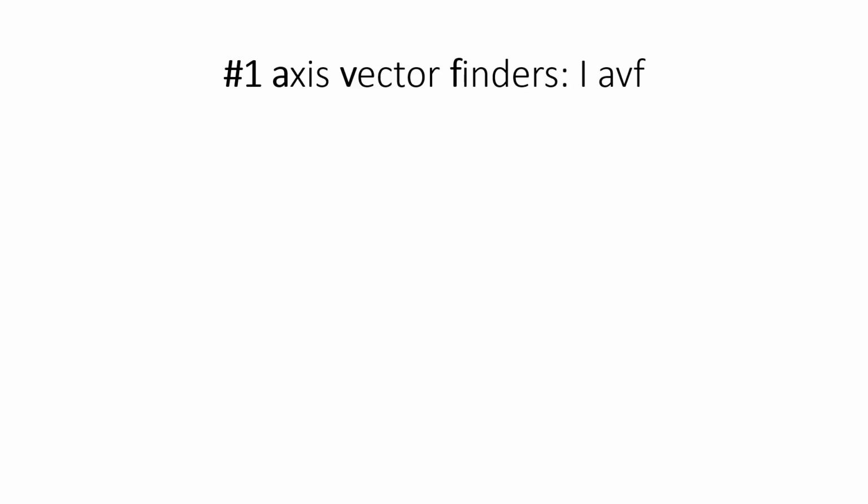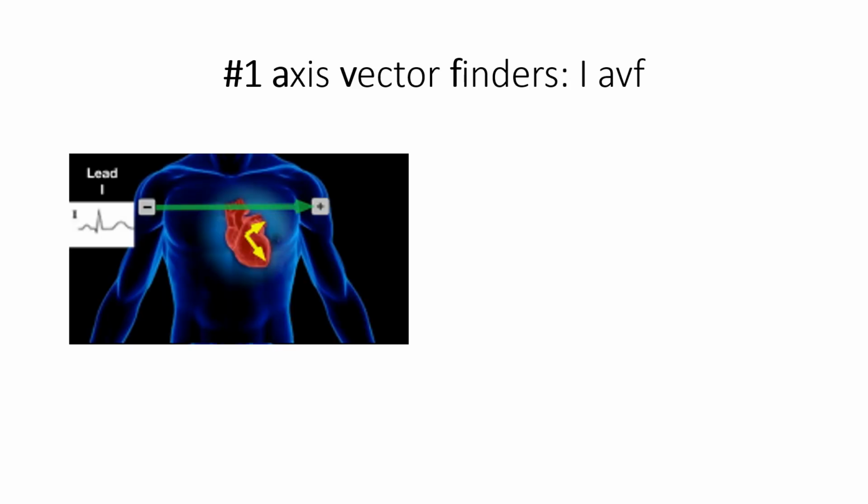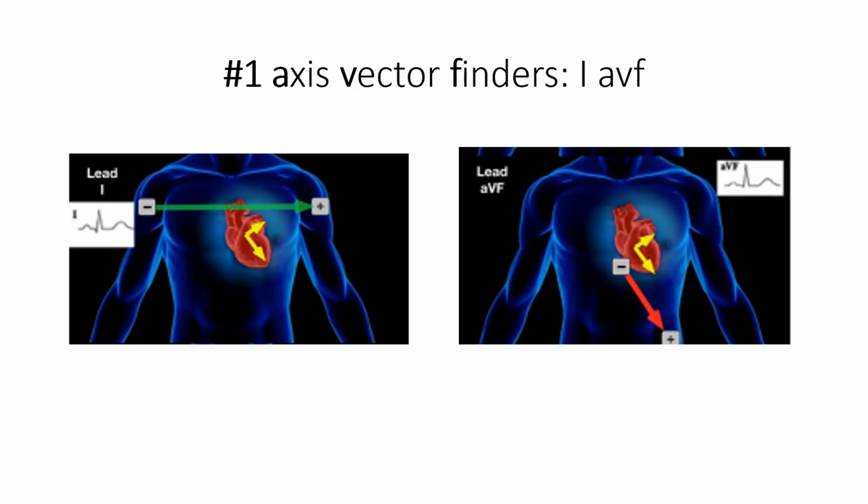I try to remember that the number one axis vector finders are lead 1 and lead AVF. In lead 1, we have a negative lead on the right shoulder and a positive lead on the left shoulder, so it assesses the heart's electrical activity in a way that is parallel with the right to left component. AVF, on the other hand, has the imaginary negative lead somewhere in the middle of the thorax, and the positive lead is on the left hip. Consequently, it assesses the heart's electrical activity in a way that is completely parallel with the heart's top to bottom component.